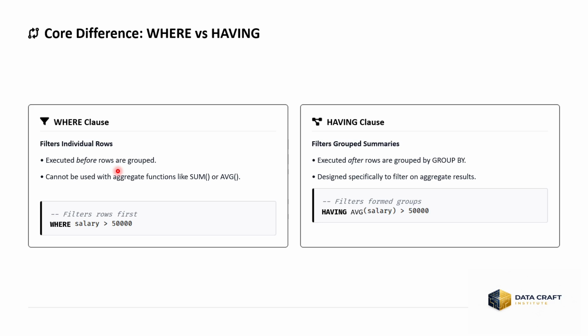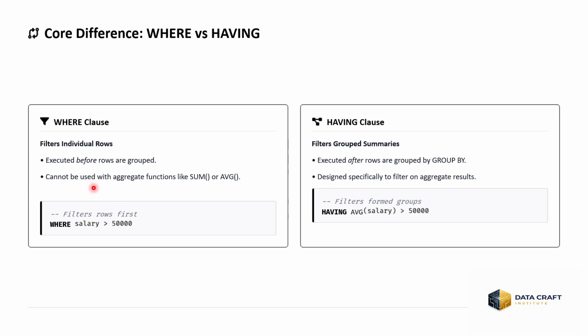What about after forming a team? You need to remove teams. For example, you did a match for all the teams, and some teams scored below 3 goals. You want to remove those teams. So after forming a team, if you want to apply any filter, you use the having clause. Where is executed before the rows are grouped, and having is executed after the rows are grouped by group by.